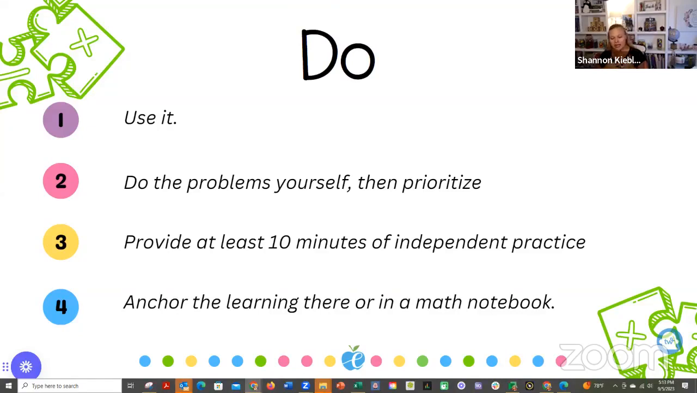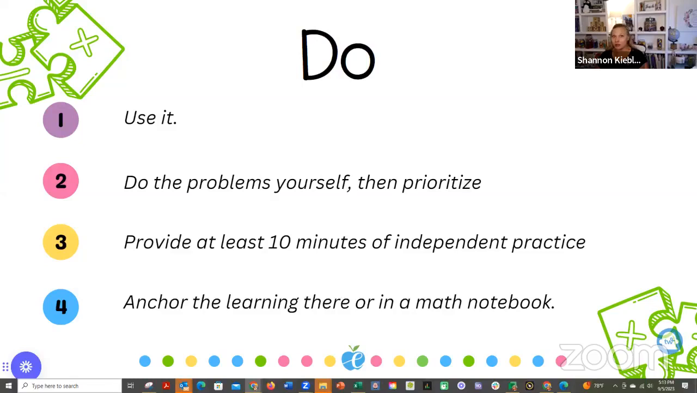Okay, so what I mean is it is still a tool. I just don't want it to be the main tool. I don't want you to chuck it out the window. I want you to use it to maintain the rigor of the lesson. I do want you to do the problems yourself and then prioritize what needs to be taught during the lesson. So what that means is there are more problems than you have time for. You cannot do all of the problems, right?